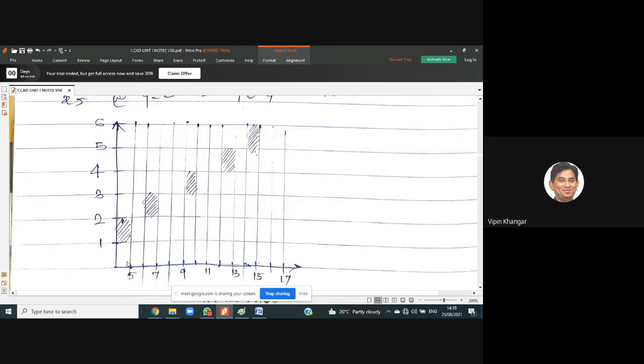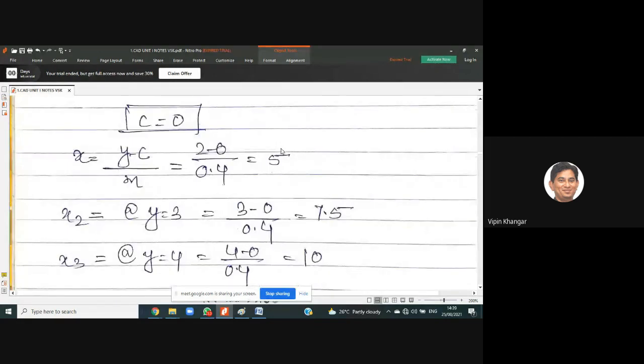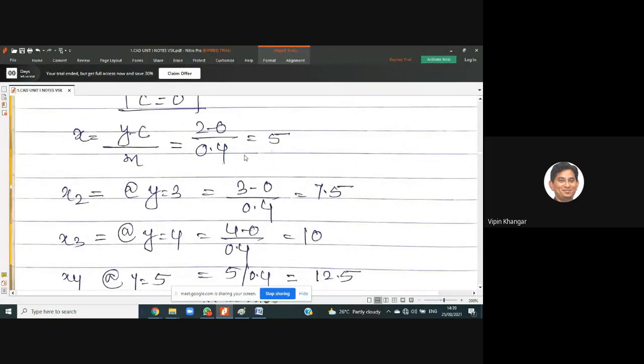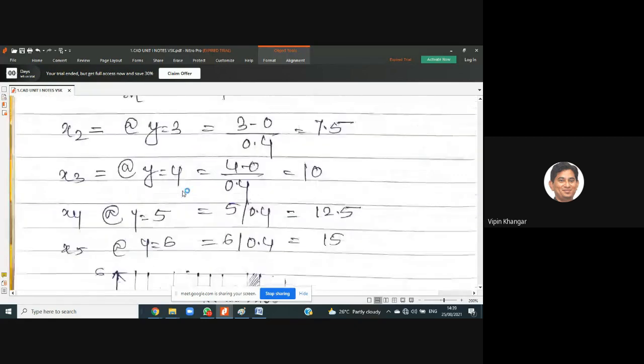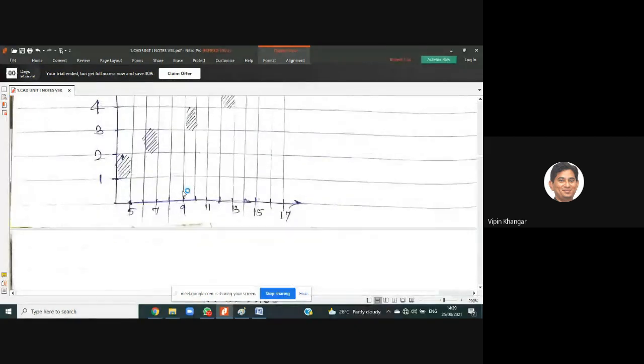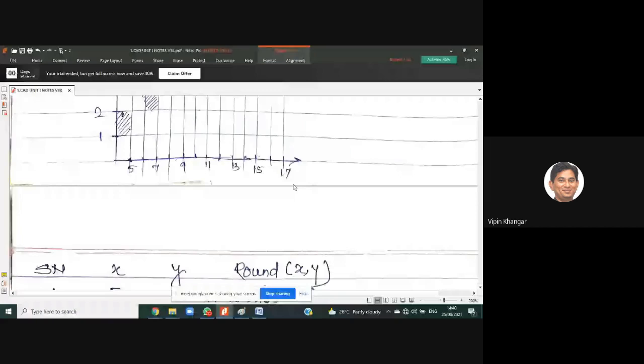So basically see here, don't bother about the calculation of this one, we'll correct it later on. The first point we already got, that is 5 and 2, so we have already plotted that. Okay, what is the first point? That is 5 and 2. So see here, this one, 5, 2.